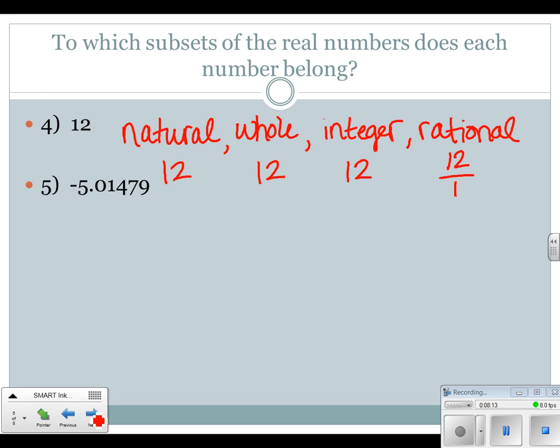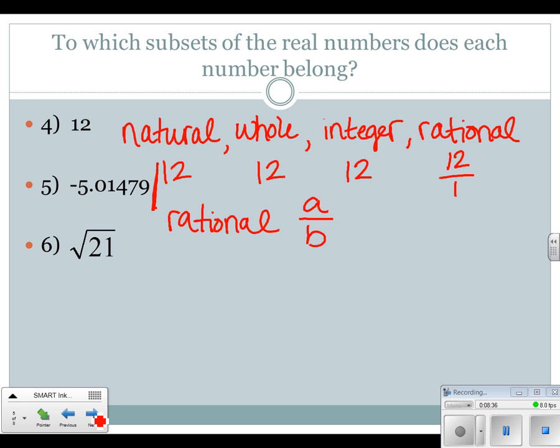-5.01479. It ends. It has a definite end here. It doesn't go on forever. So that makes it rational, because as a decimal, it's not going forever. It has an end. So we know if it's rational, we would be able to write it as a over b.